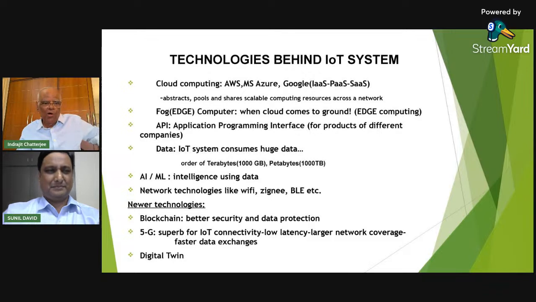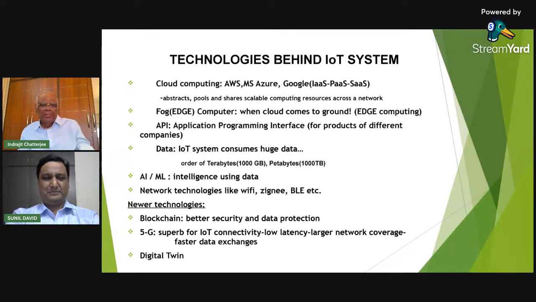We call it a fog computer, but normally you know it as edge computing. Then APIs and large data, AI, ML, and network technologies. They were using earlier Wi-Fi, Zigbee, BLE, but people like Sunil have started using blockchain and 5G. And this digital twin version is very important, but I don't want to explain right now. This is basically to drive you through what you already know.